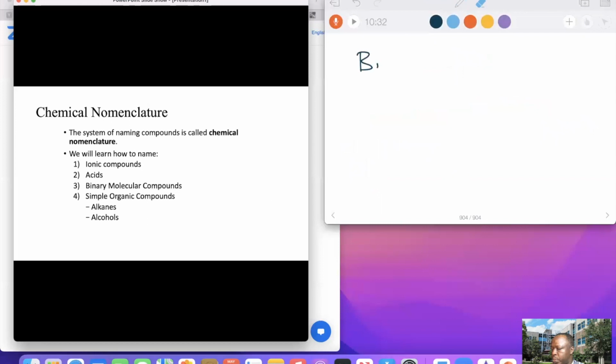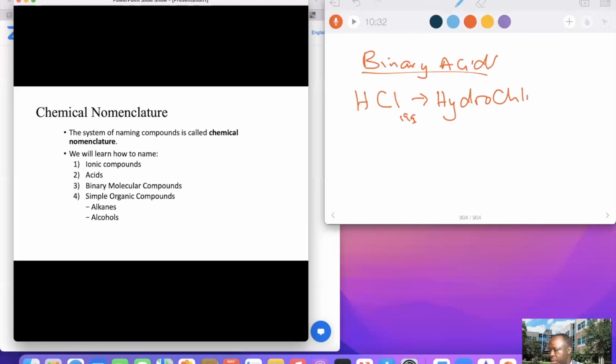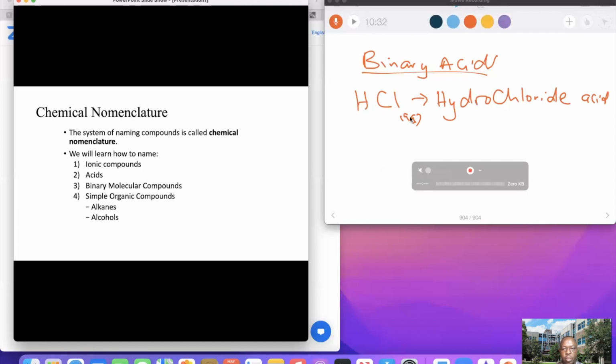Binary acids, and this is HCl, for example, AQ. This is hydrochloric. See how we change the ending to IC, and then the word acid here, hydrochloric acid. Acid must be dissolved. Aqueous means dissolved in H2O. All these are dissolved in H2O, which means AQ.